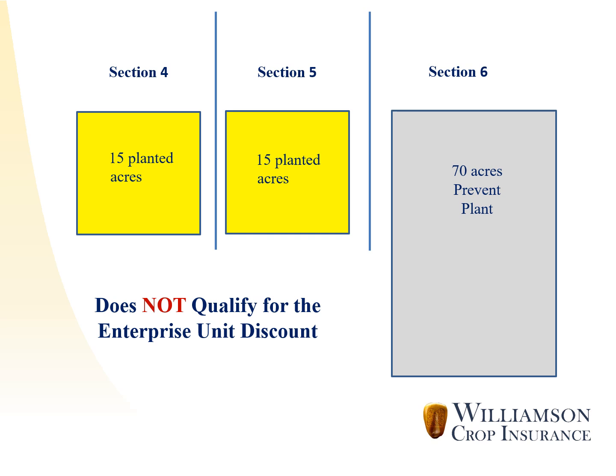It's all still insured. His planted acres are insured as well as his prevent plant. He's eligible for a prevent plant payment on that section 6 ground, but he doesn't qualify for that enterprise unit discount because we don't have that 20-20 rule met in those other sections.